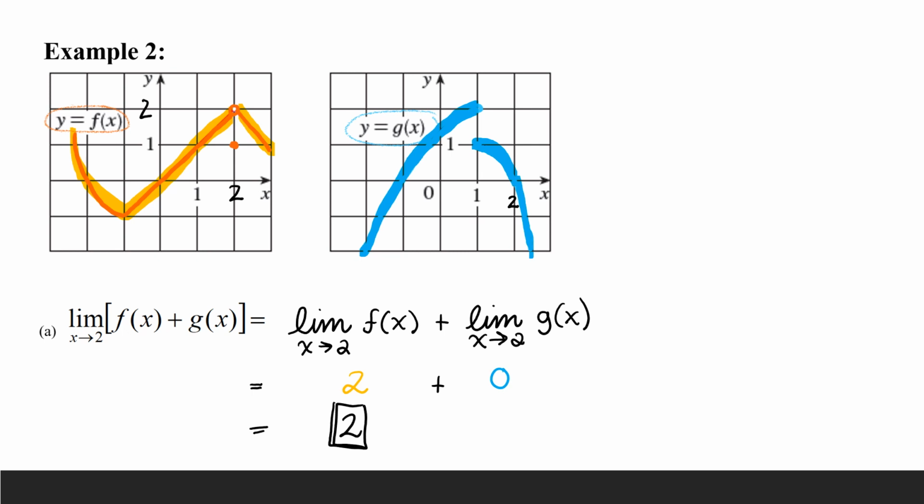Sorry that my 2 formatting keeps changing. I just can't decide whether I like 2 or 2.